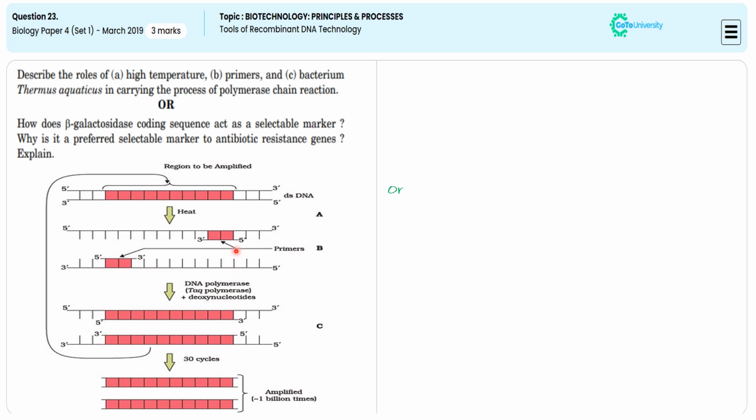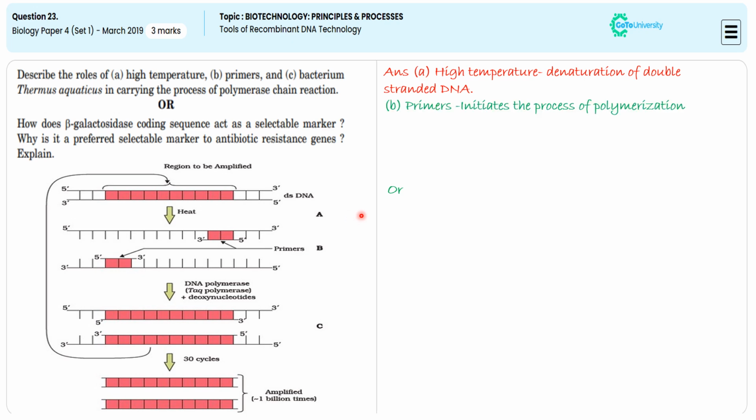In the first optional question, they are directing us to specify why we need high temperature. Why? Because to bring about denaturation of the double-stranded DNA. For this specification, we get 1 mark. Why do we need the primer? Because we need the primer to facilitate the polymerization process. For this illustration, we get 1 mark.